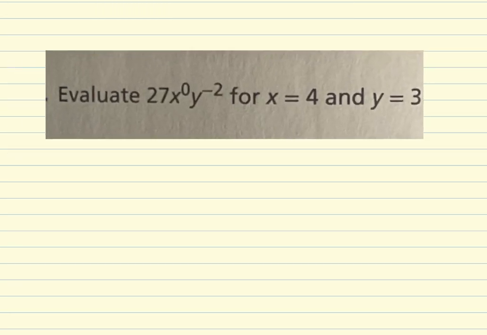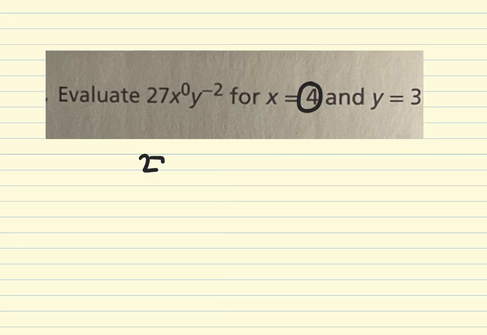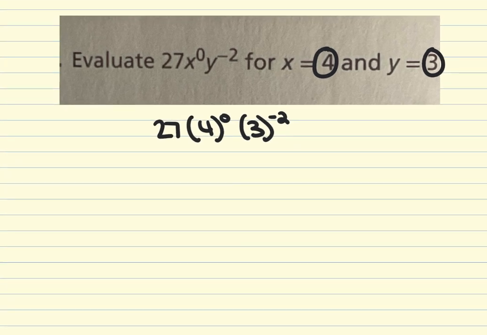Okay, my next expression I need to evaluate. So I'm going to take 4, I'm going to rewrite this, times 4 to the 0, and then I'm going to take y and plug that in there. The first thing I do according to PEMDAS, order of operations, is I'm going to do my exponents. So I'm going to do 27 times 1, because 4 to the 0 power, anything to the 0 power is 1, times 1 over 3 squared.